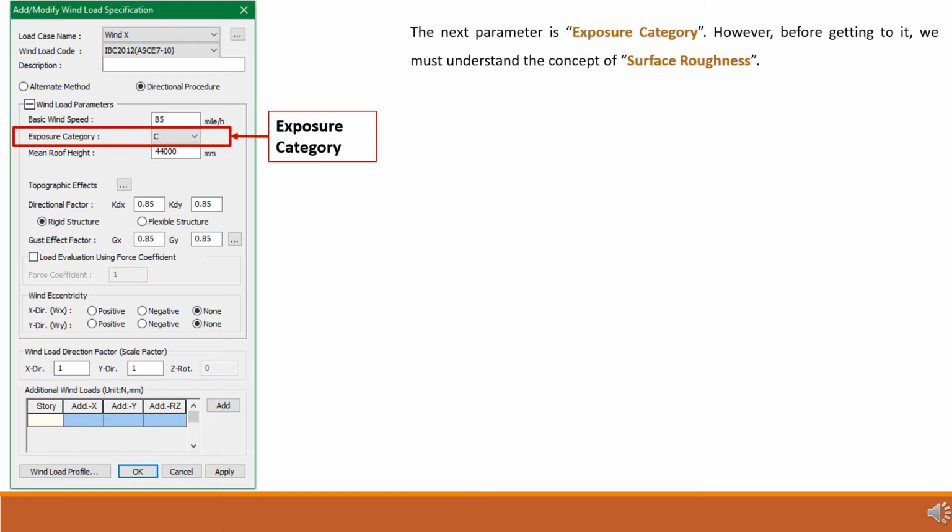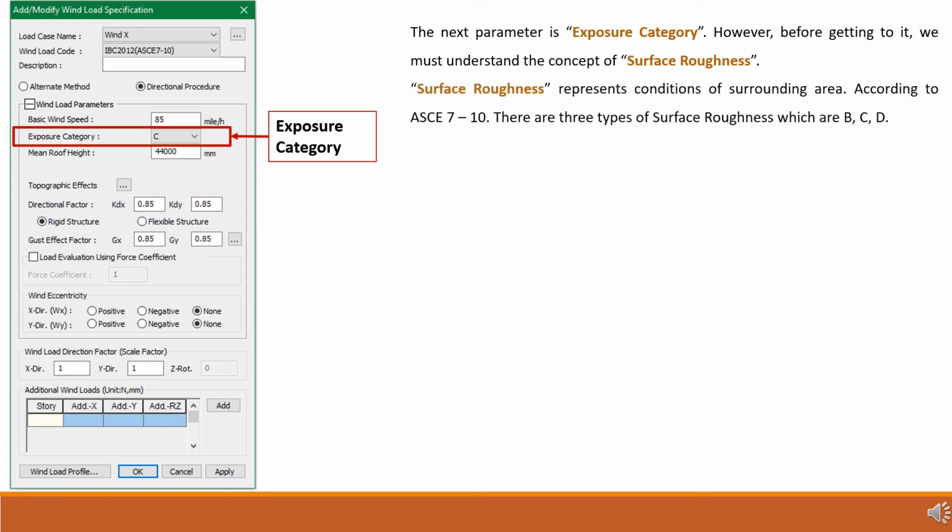The next parameter is exposure category. However, before getting to it, we must understand the concept of surface roughness. Surface roughness represents conditions of the surrounding area. According to ASCE 7-10, there are 3 types of surface roughness which are B, C, D.